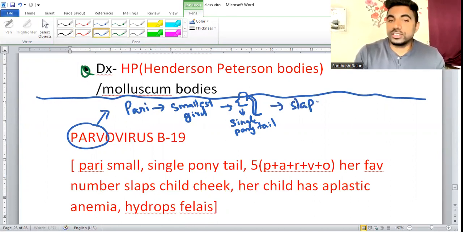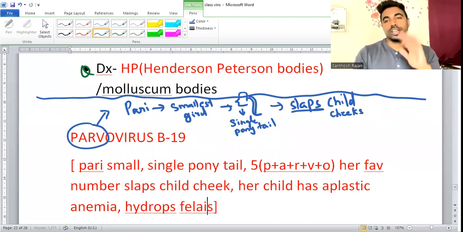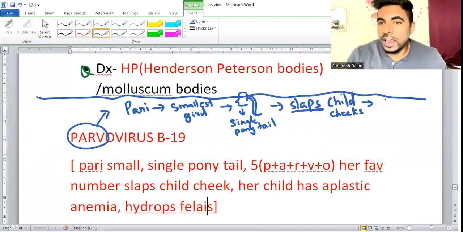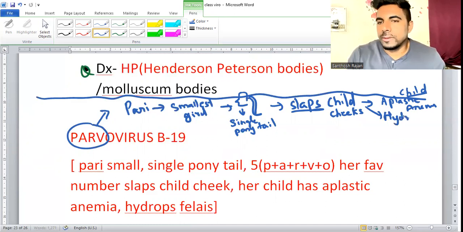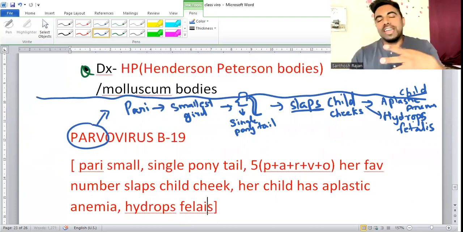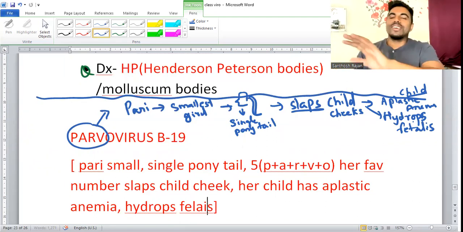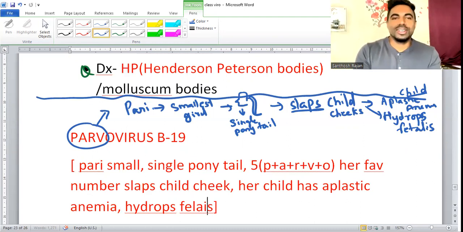She slaps the kids. She always slaps the child's cheeks. Okay, cheeks. And one more thing, unfortunately, because she's very bad, the children get aplastic anemia, or what else do the children get? They get hydrops fetalis. Because of course, karma. If she slaps a kid, of course, God punishes her with these two things. It's funny. It's just my way of making a story to remember micro very easily, so you will never forget. So parvo means Pari. Pari is a good girl, but not really good. She slaps the children, so God unfortunately punished her.